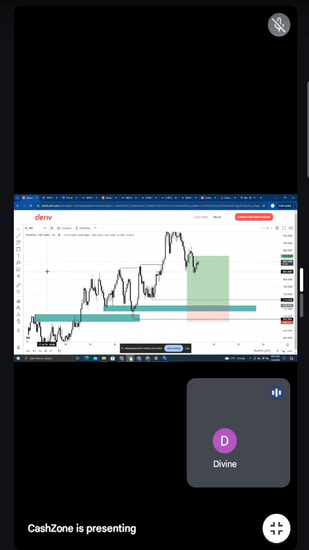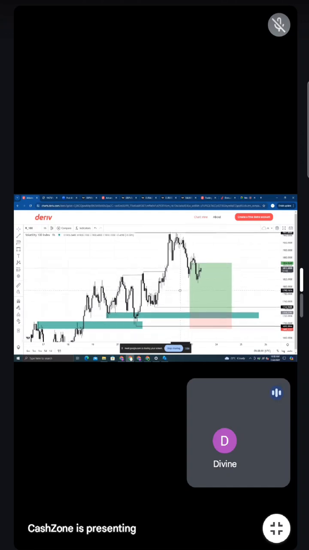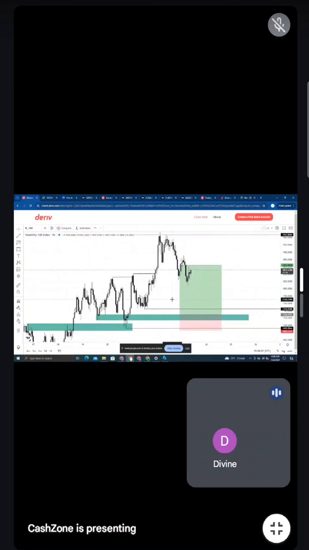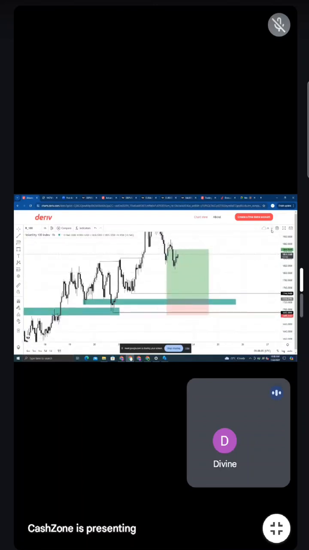I check the 4 hour to see the bigger picture. Then I use the 1 hour and 30 minutes for my entry. All right. So that is what I've been doing. This is the buy I'm waiting for.